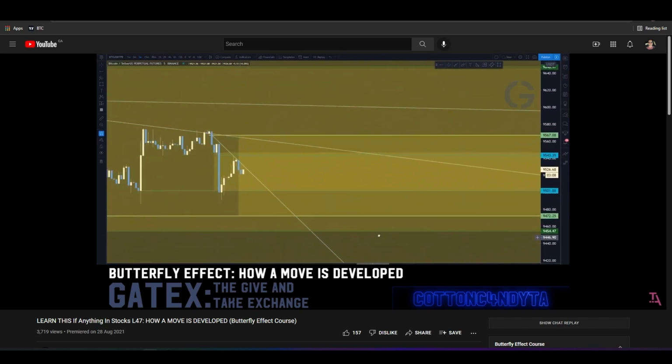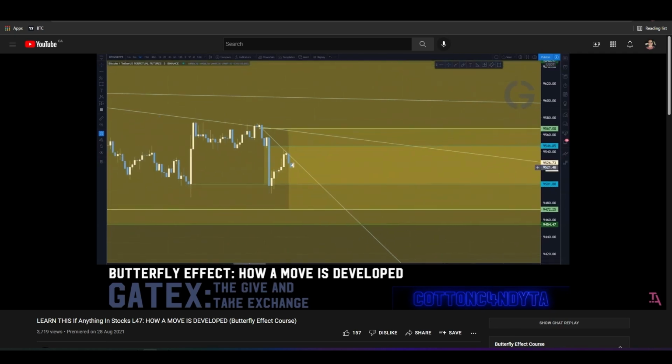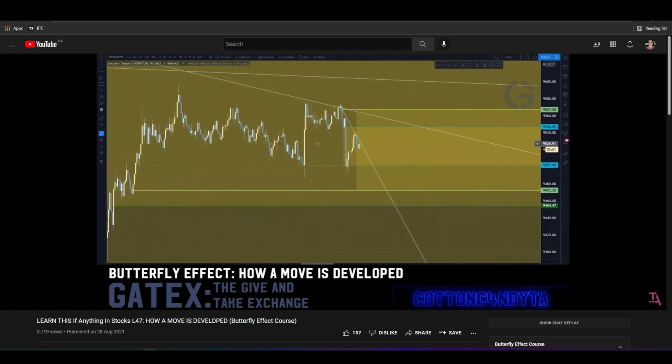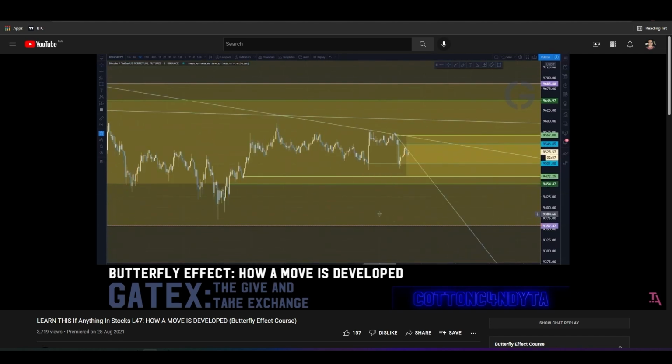Actually, I think it hit trend, but that's fine. What we're going to do is just mark this up here. That's fine. We can even mark it here. So when you are looking at how thin a range is and you're saying, okay, where do I buy? Which hold level do I buy? The thinner the range, the greedier you want to be.